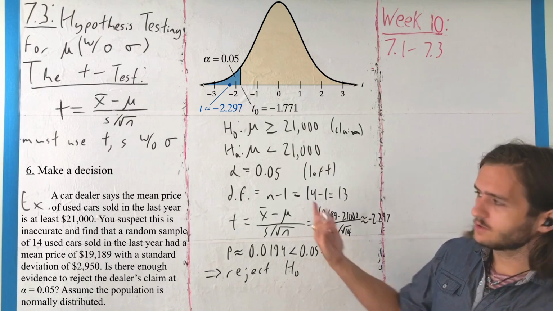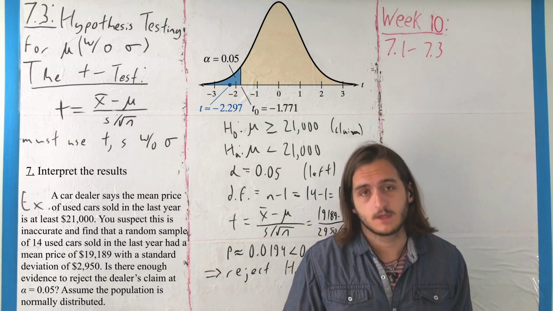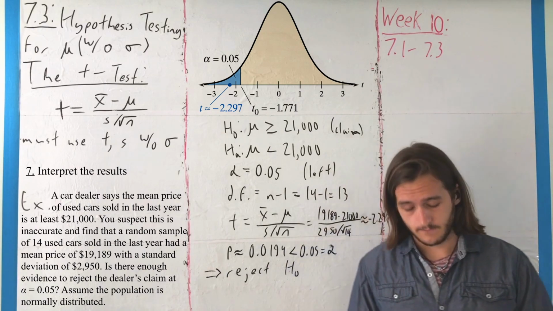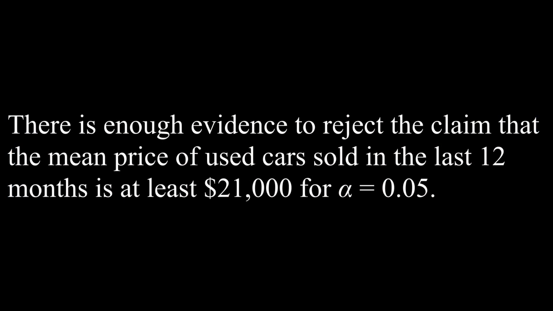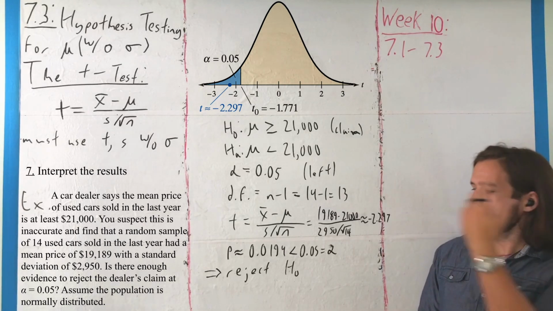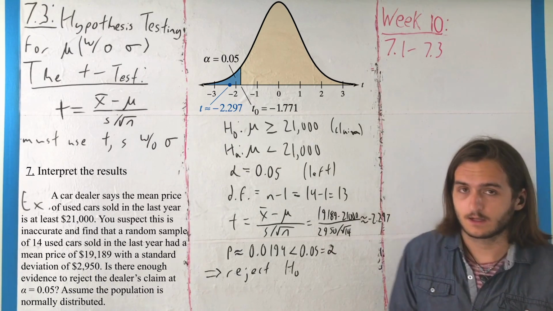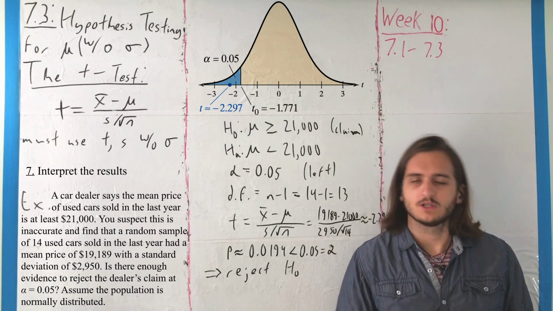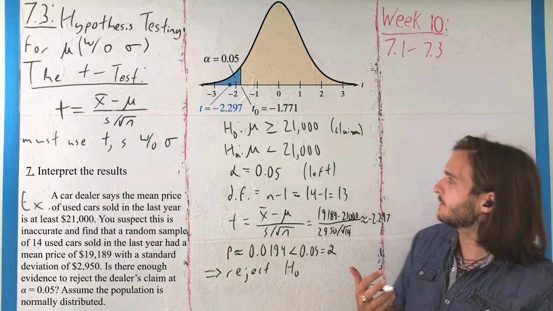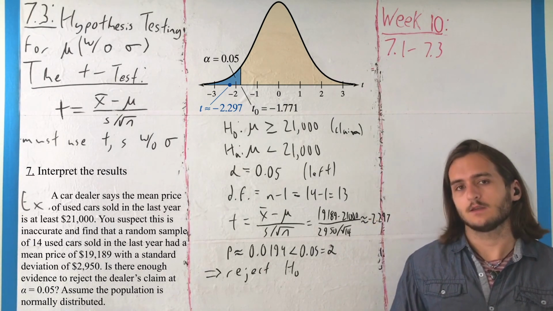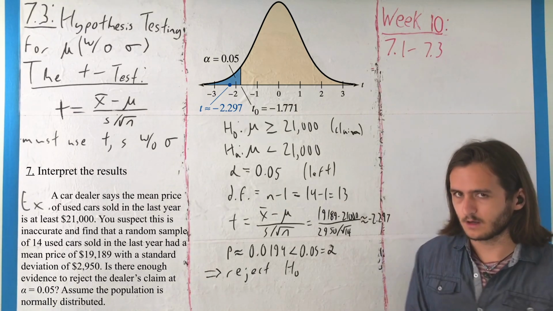And then from there, once we have our decisions, we have all of our pieces, we can actually interpret this where we would say something to the effect of, there is enough evidence to reject the claim that the mean price of used cars sold in the last 12 months is at least $21,000 for level of significance alpha equals 5%. Where again, we were claiming the null hypothesis, and we have rejected the null hypothesis, so we can say that we are rejecting the claim, as it were. Remember that language is picky, it's specific, you just have to be very careful about it, but that's how it would work in this case. We are rejecting the claim, we are rejecting the null hypothesis.